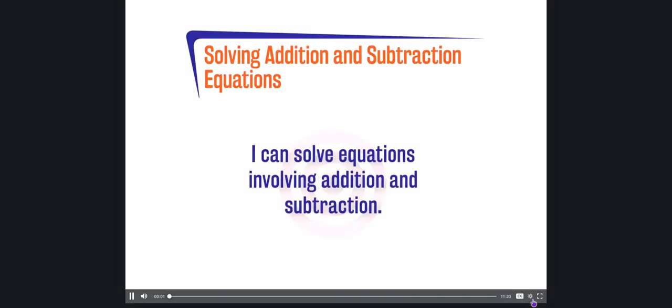Solving addition and subtraction equations. The target for this lesson is, I can solve equations involving addition and subtraction.